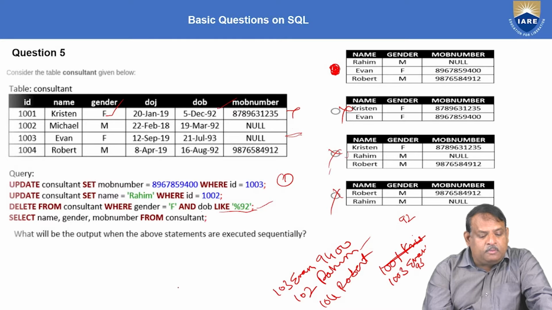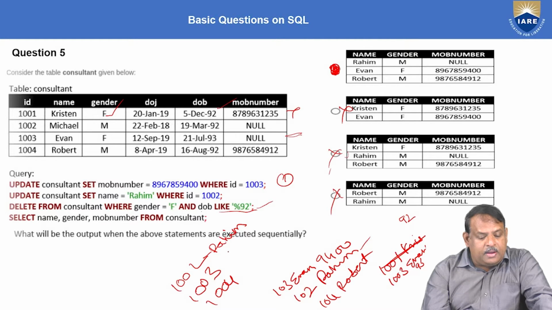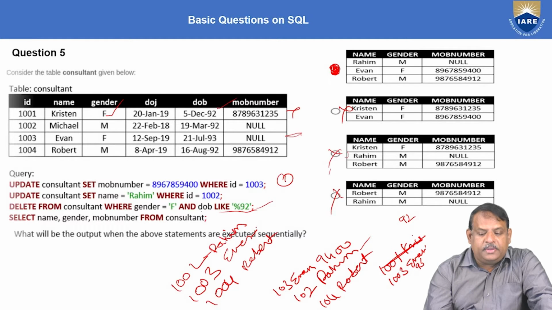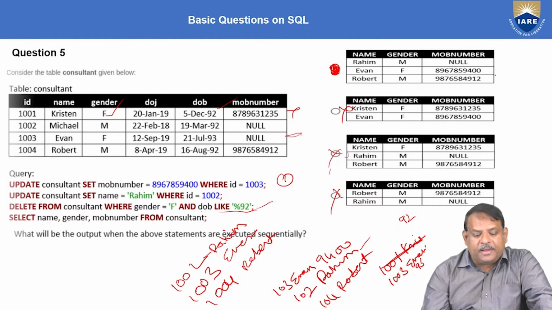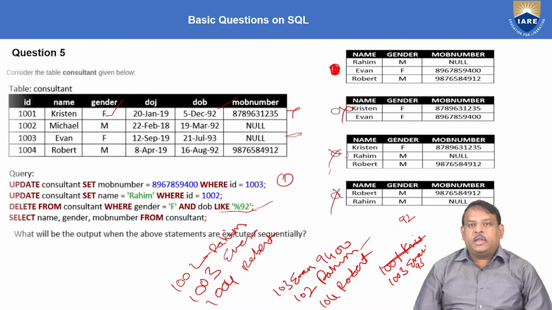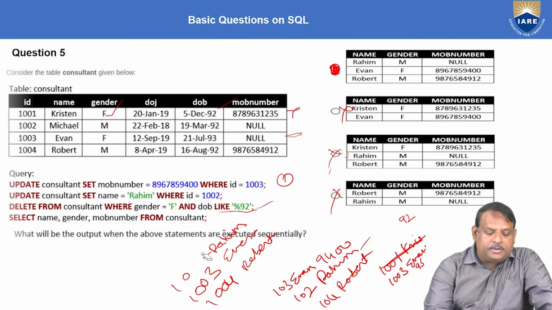Now we are left with 102, 103 and 104. But in 102 we have made it Rahim. So the answer is Rahim, Ivan and Robert. In this case, the first option is the right answer. Understood? This is the question which has concepts regarding update and delete. Okay, fine. Now we'll continue with the next question.